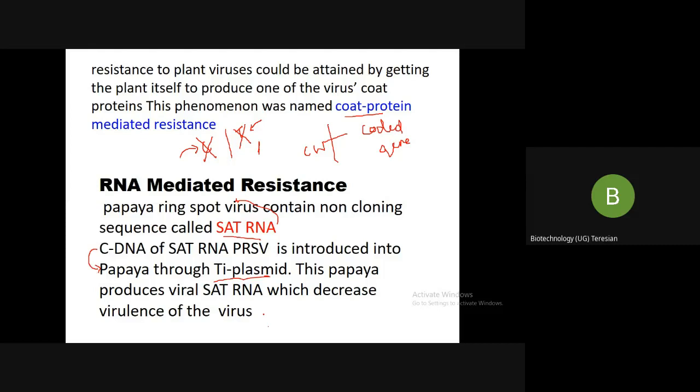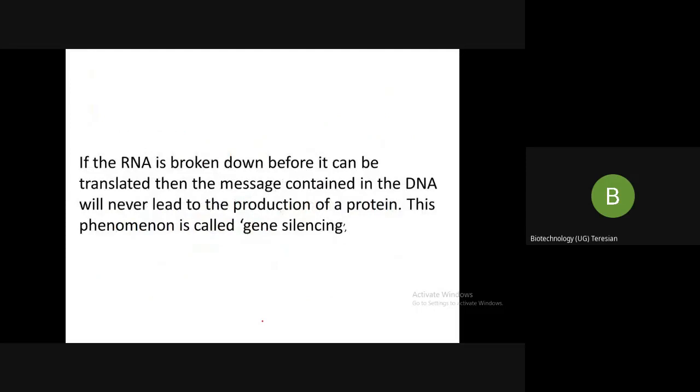When the virus actually infects, it does not have much effect because the papaya plant is already defended. So what happens when the virus enters into the plant? This plant was made to decrease the virulence of this virus, thus protecting itself. Otherwise, if the RNA is broken down before it can be translated, then the message contained in the DNA will never lead to the production of protein. So this phenomenon is called gene silencing.